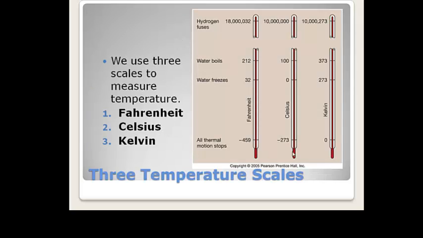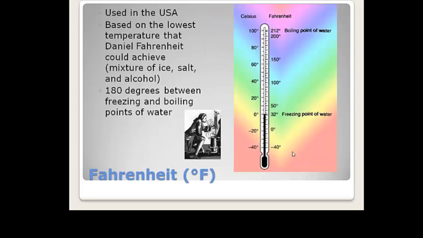There are 3 temperature scales that we use. They are the Fahrenheit scale, the Celsius scale, and the Kelvin scale. And we'll talk about each of those independently. First, the Fahrenheit scale. This is what we use in the United States.